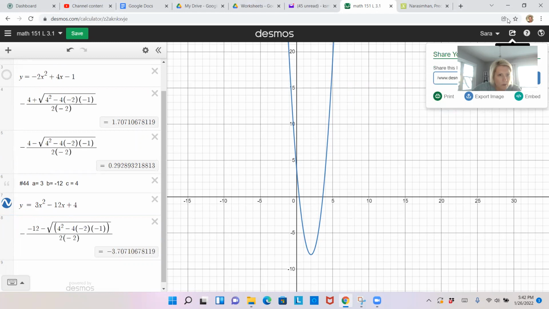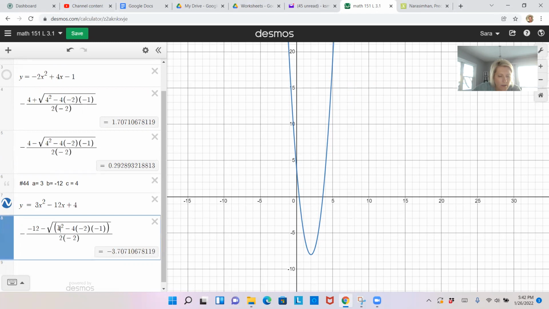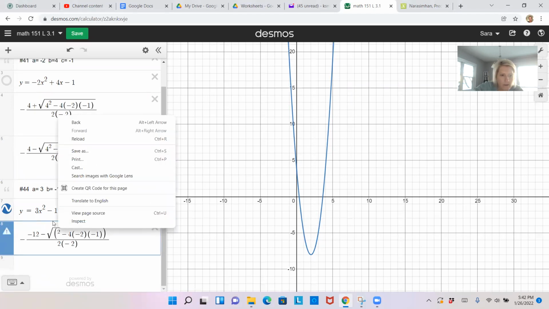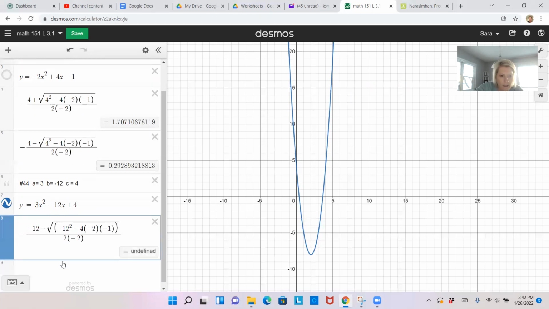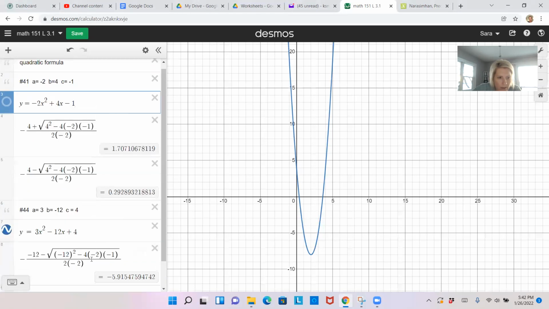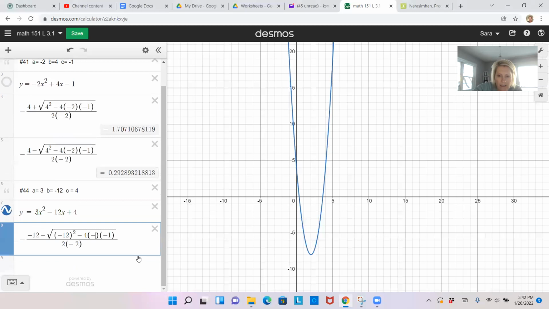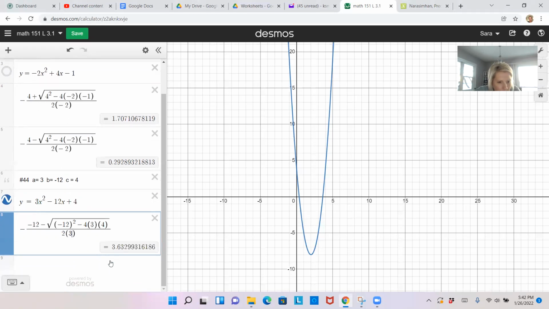Oops. Where did I just do that? Okay, so negative 12 squared. And then minus 4, and then down here, A is 3. It might just be easier to type it over. And then C is 4. And then 2A down here, so 2 times 3.